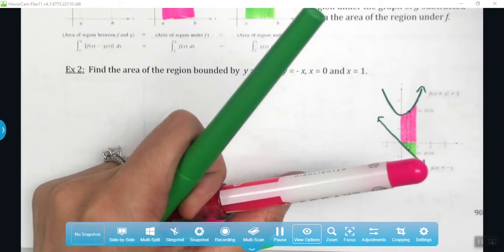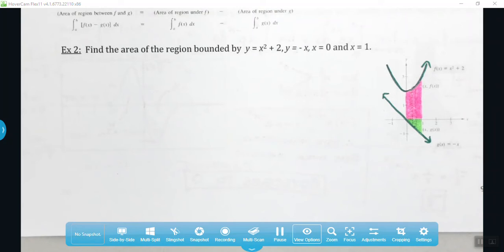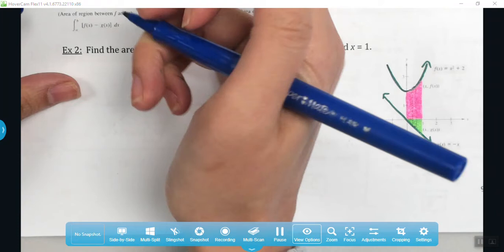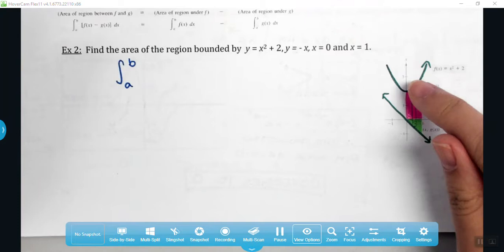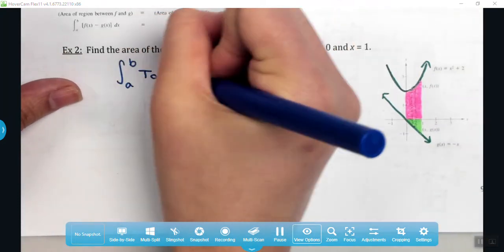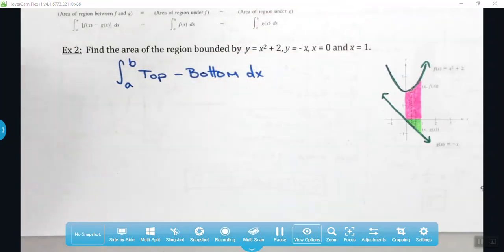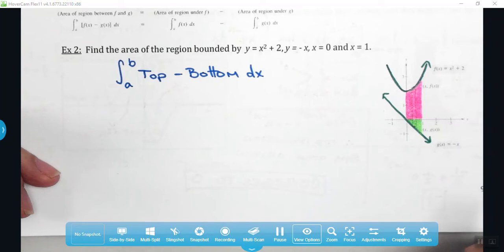So the good thing is, it doesn't matter what quadrant these two graphs are in, whether below the x-axis or above the x-axis, you can still just do the integral from a to b. It's always the top curve minus your bottom curve with respect to x, as long as they don't switch in between. What if you did bottom minus top? Bottom minus top would just come out completely negative. It's the same number, but completely negative.